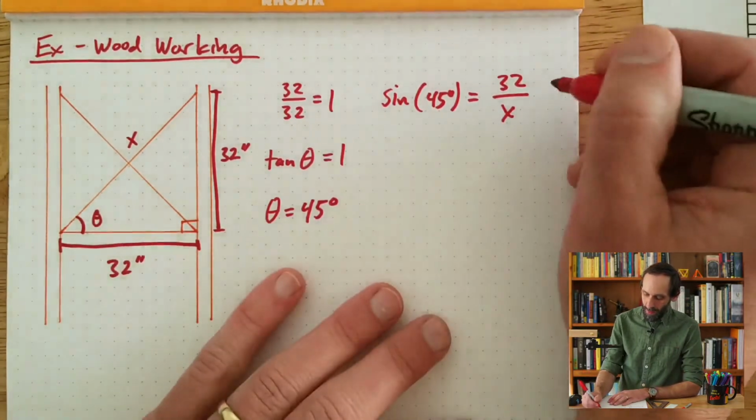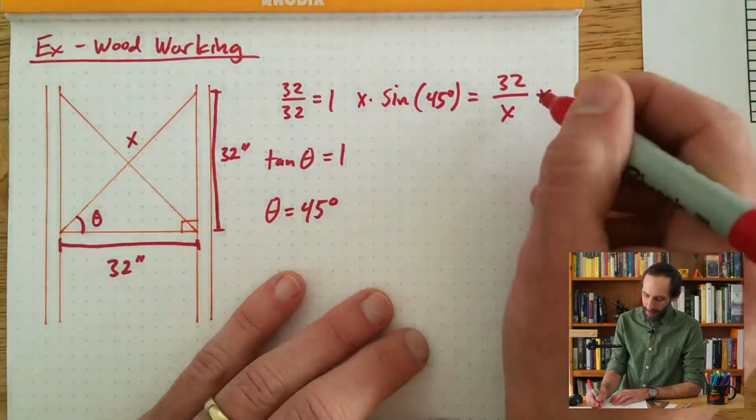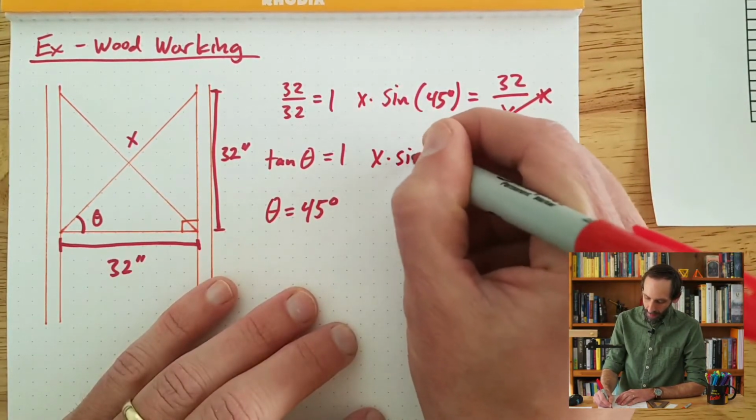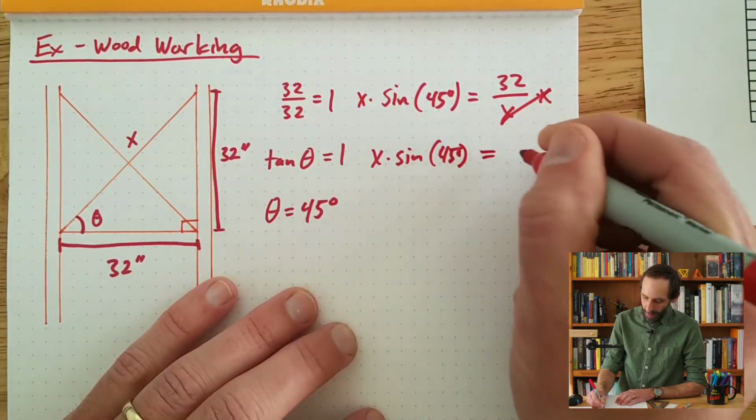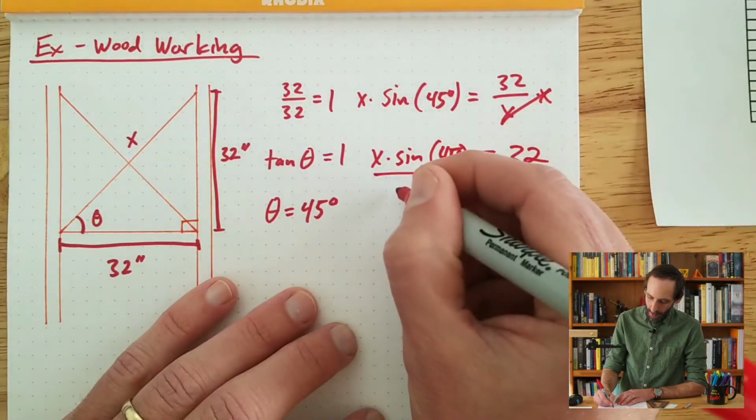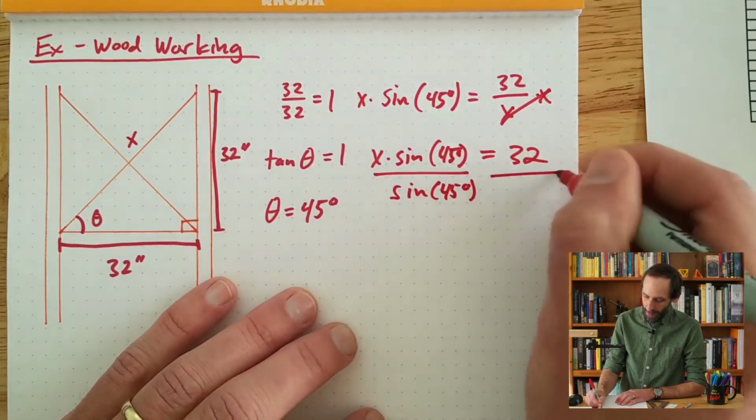Now, to solve this for x, I'll multiply both sides by x. These cross out, and I get x times the sine of 45 degrees is equal to 32. And now I divide both sides by the sine of 45 degrees.